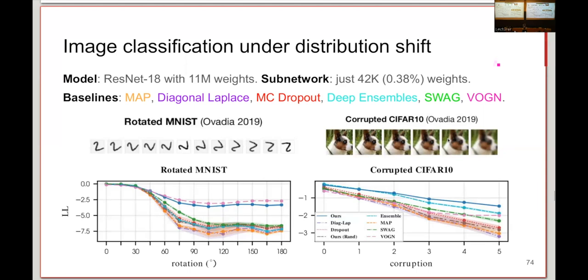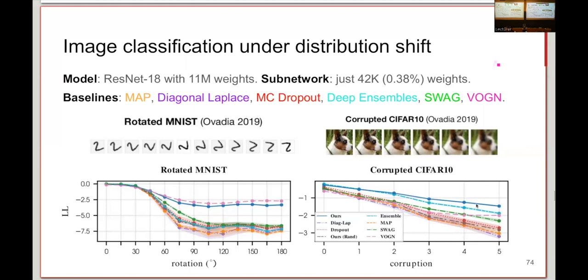One is adding this blur effect, and you have different levels of corruption, from level 0, where there is no corruption at all, to level 5, where there is a lot of corruption. And what you can see is that all the methods deteriorate quite a lot, but our method, shown in blue, is quite robust and doesn't deteriorate much.